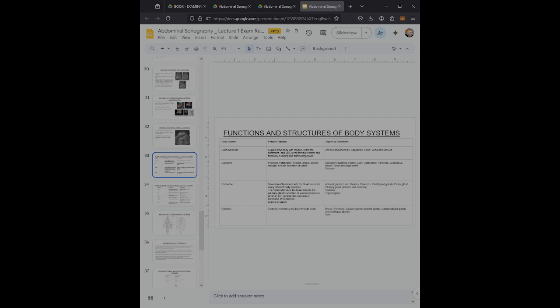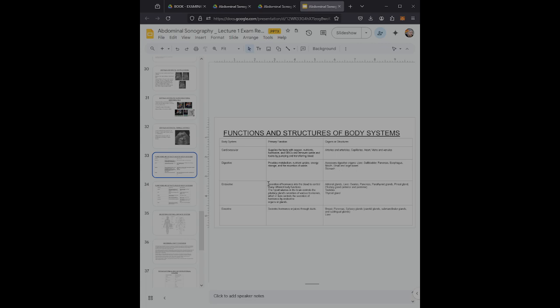The digestive system provides metabolism, nutrient uptake, energy storage, and the excretion of waste. There are some accessory digestive organs in addition to the stomach. We have the liver, the gallbladder, the pancreas, esophagus, mouth, small and large bowel, stomach.